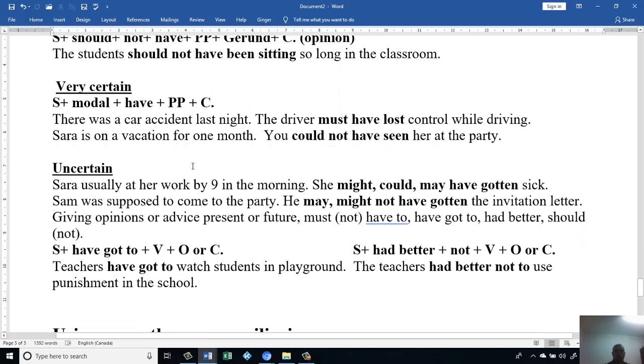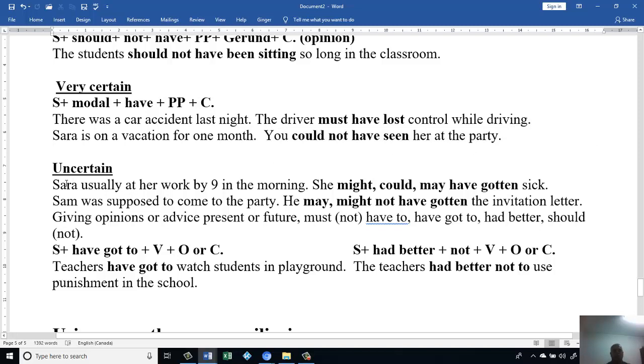Very certain: when we are very certain, we use subject, modal, have, then past participle. There was a car accident last night. Then this has happened. Then we have to make it certain. The driver must have lost control while driving. Or maybe you could say Sarah is on vacation for one month. We know definitely she's not in the office. You could not have seen her at the party because we are sure, or very certain, that's what happened.